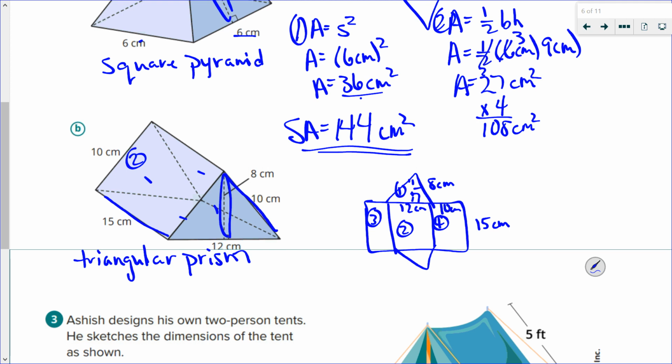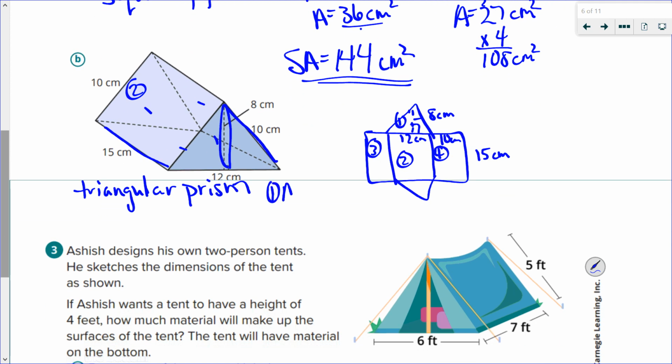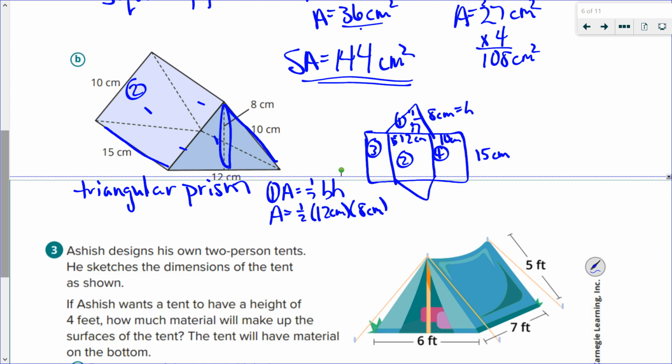So my shape 1, we said, is the triangle. So its area is 1/2 the base times the height. In this case, I have a base of 12 and a height of 8. So 1/2 times 12 centimeters times 8 centimeters. I'm going to take half of the 12 to give me a 6. So for this one, it's 48 centimeters squared. But I have 2 triangles. So I multiply that one by 2 to get 96.